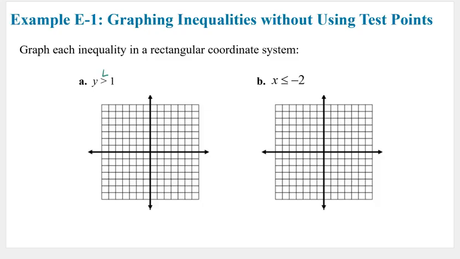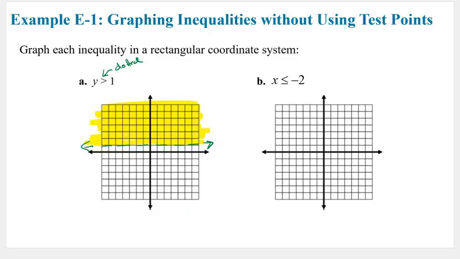It's a horizontal line. Notice it's going to be dotted though, right? Because we have that strictly greater than sign. So I'm going to put in the line y equals 1, but I'm going to make it dotted. And then notice it says y's are greater than, so that means I'm shading everything above. So my solution is everything not on that line because it's dotted, it's not included, but everything above it will be. So there would be the solution right there.